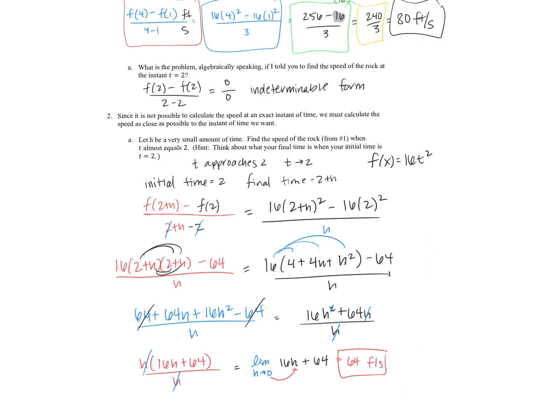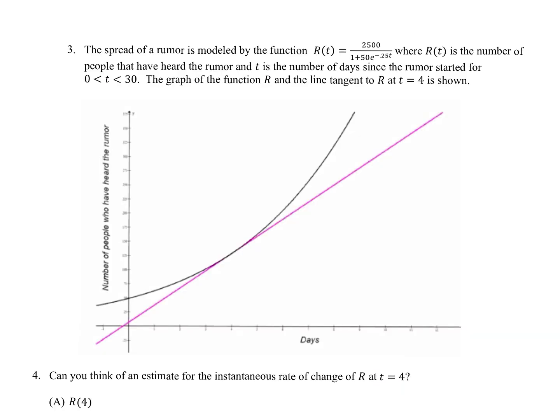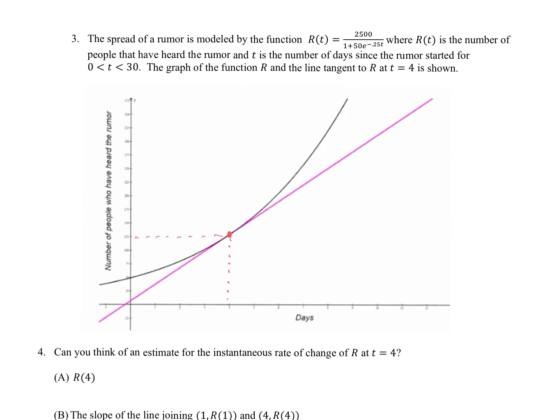And now it's saying at that moment, I gave you a lot of info: R of T is the spread of a rumor, the number of people that have heard the rumor, T days since the rumor started. I don't like rumors. But the graph of the rumor R is shown, and the little tangent line when T is 4. 1, 2, 3, 4. This is where it touches just once. And it says, can you think of an estimate for the instantaneous rate of change? You guys, this is just fancy for saying slope. Instantaneous rate of change at T is 4.